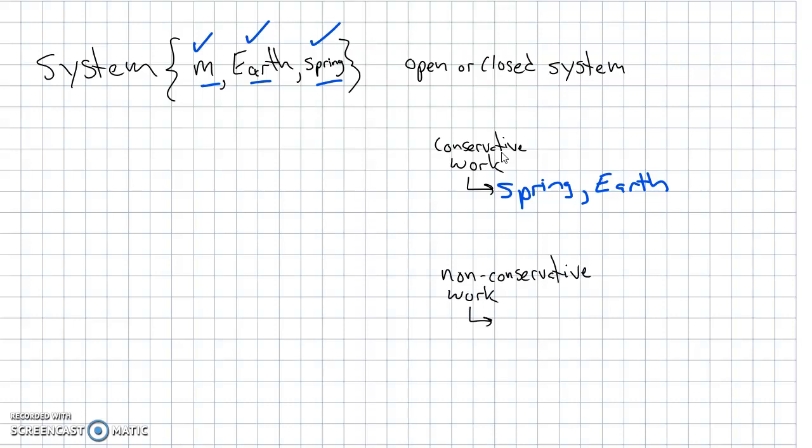We have no external agents. There's no external forces. Everything that acts on our system is within the system itself. And so therefore, we're considering this to be a closed system, because all three of the things within our system are the only things that act on our system. So again, when it comes to looking at systems, how we define the system and the questions we ask determines whether or not a system is open or if it's closed.